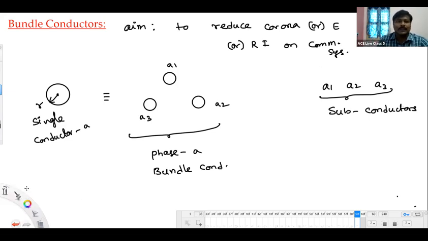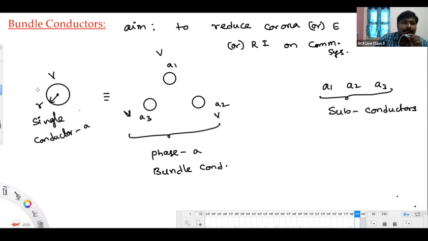Listen, all of you. If the single conductor is operating at a voltage V, then what will be the voltage of A1, A2, A3? Anybody please tell me. It will remain the same, V only, because simply one conductor we are dividing into three. So obviously A1, A2, A3 conductors will be operating at the same voltage of V here.